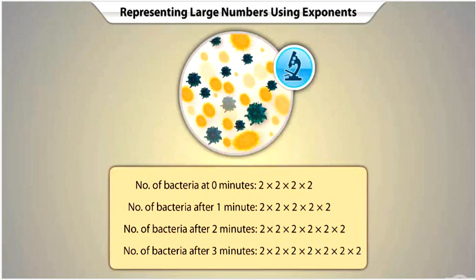For example, the number of bacteria increasing with a difference of a minute each can be represented by using exponents like 2 into 2 into 2 into 2, for example. So after some time, when there are bacteria increasing on a greater scale, we write it, say the number has doubled, then we write into 2 and so on.